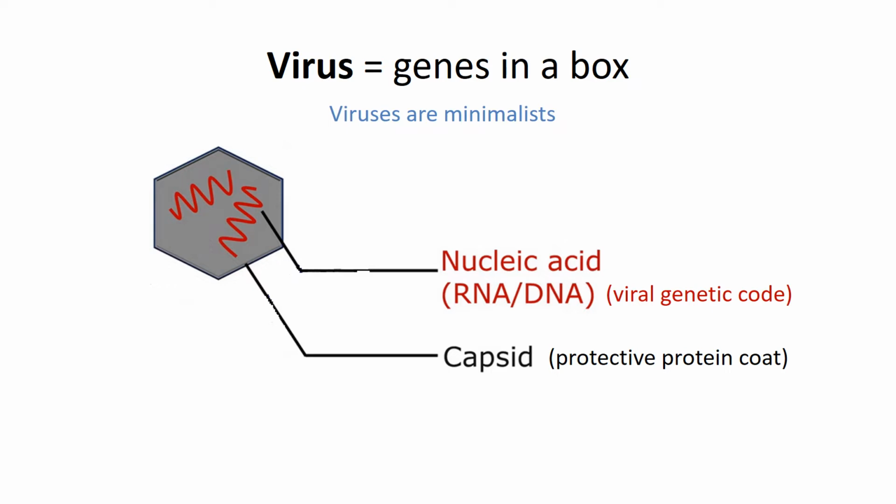Viruses are minimalist. They have a protective coat called a capsid that's made up of proteins, and inside that, the thing that they're protecting is their genome, which could either be RNA or DNA. And this contains the viral genetic code, the instructions that the virus is going to use when it takes over the host cell.